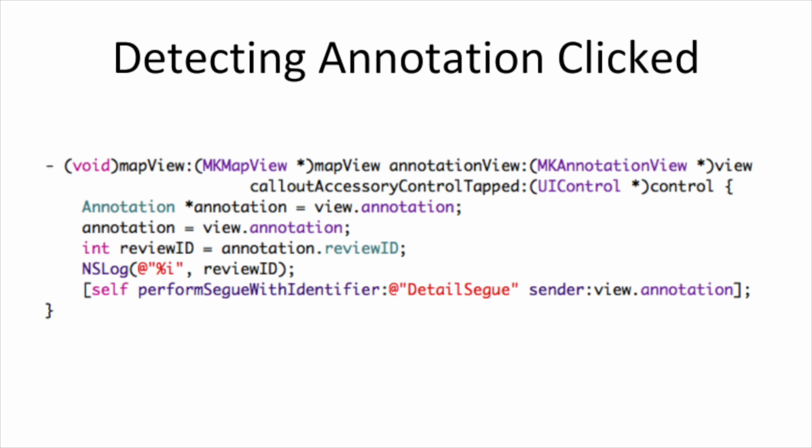So how do we detect which cell's being clicked on? Well, it's actually very simple. The MKAnnotationView contains the annotation that's being clicked on, so we can retrieve the exact annotation object that's being clicked. And obviously once we've got that, we can retrieve the review ID we stored inside it. And then when we've finished everything, we perform segue with identifier, but for the sender, we pass our annotation object across. Which means when we call prepareForSegue, we've got the exact annotation object that's been used.